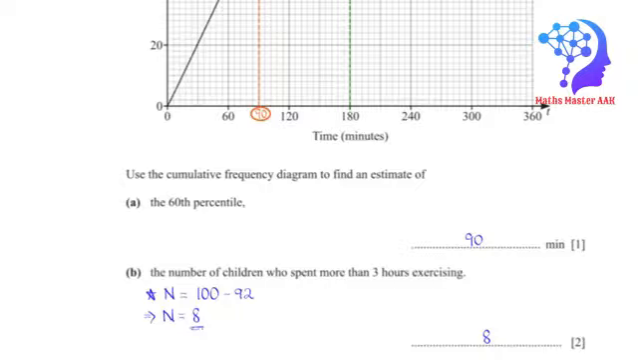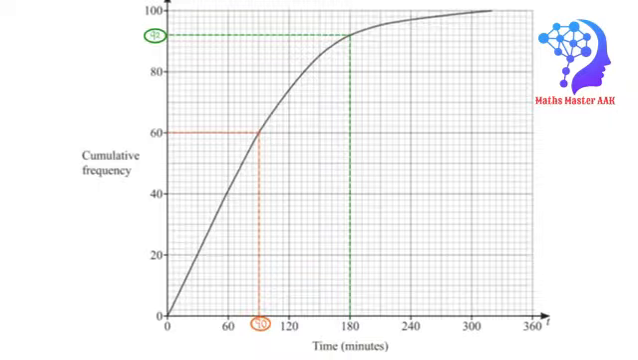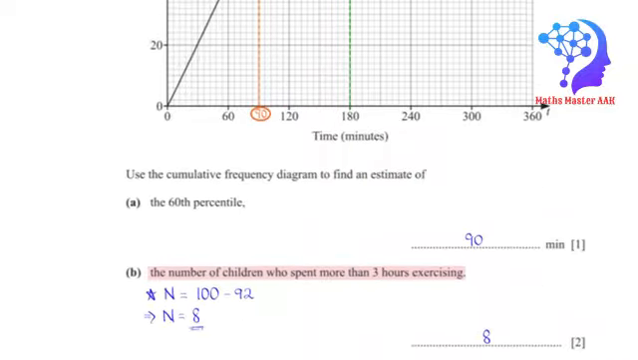Find an estimate of the number of children who spent more than 3 hours exercising. 3 hours is equal to 3 times 60 minutes, which is 180 minutes. When we map 180 minutes on the diagram, we have 92. And so the number of children who spent more than 3 hours exercising is equal to 100 minus 92, giving us 8.